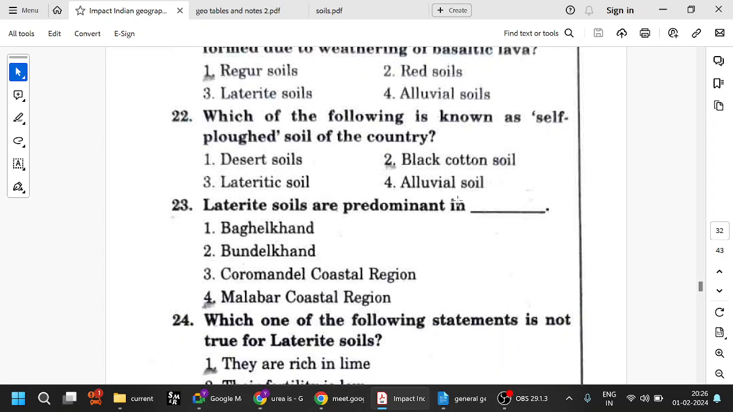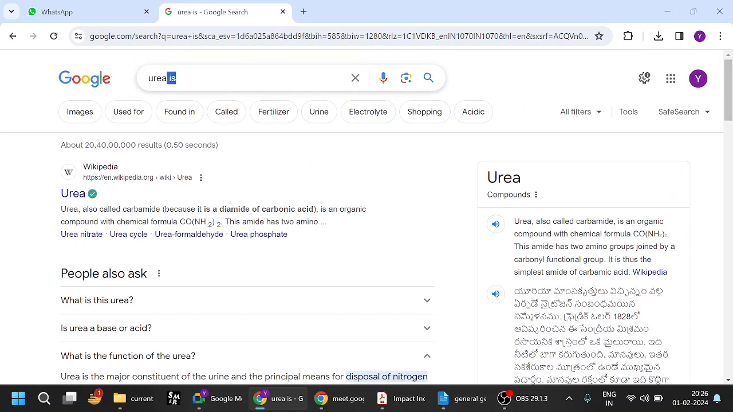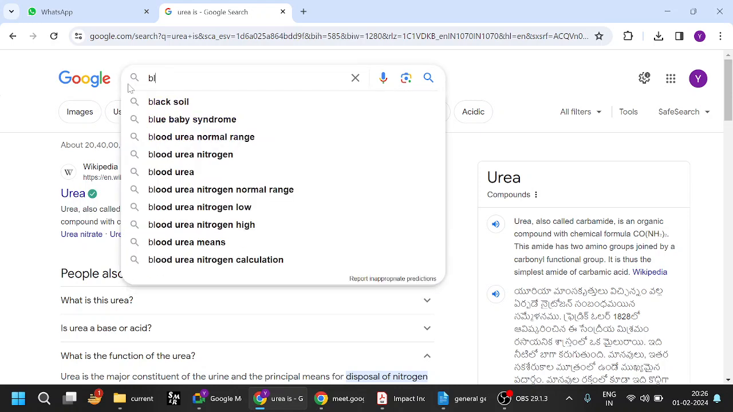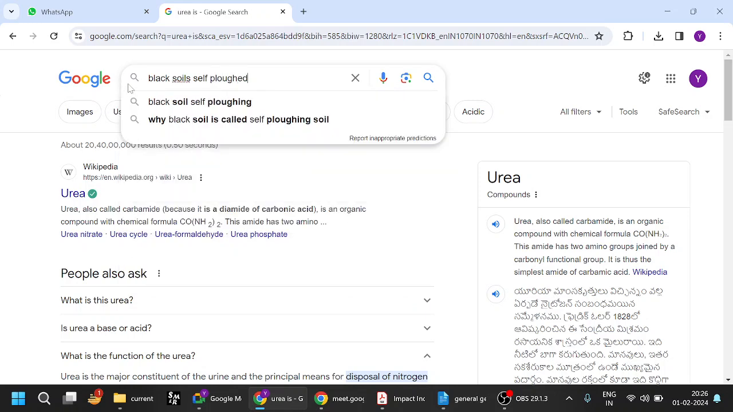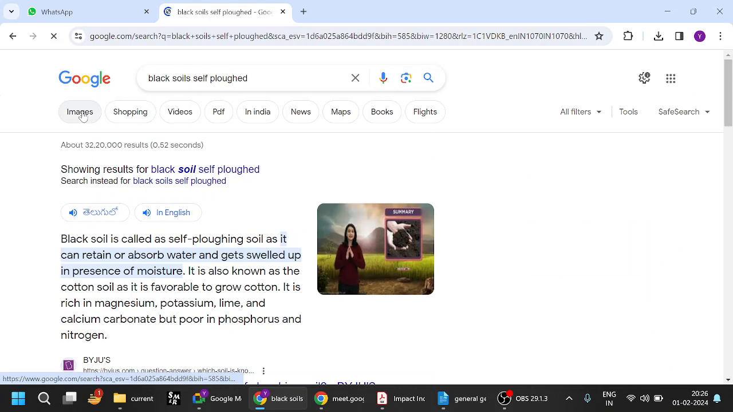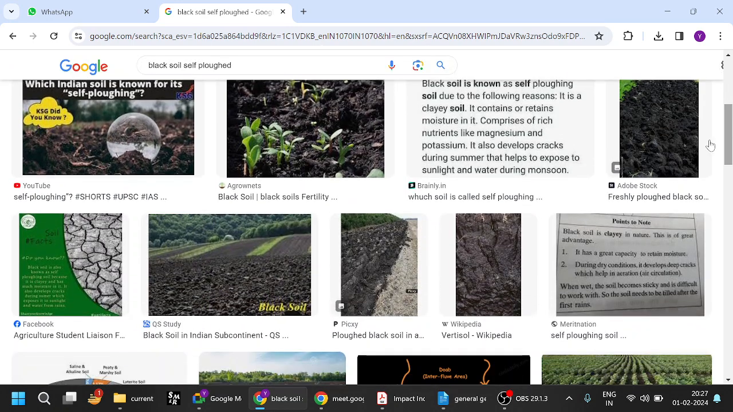So which of the following is known as the self-plowed soil of the country? Basically black soil. Why I'm saying this is, whenever there is a drought, you see one picture, right? Black soils, self-plowed. See something like this. When there is water content, it becomes patchy like that. But when it becomes dry, it becomes like this, into flakes. Okay, this is black soil. Looks very black.